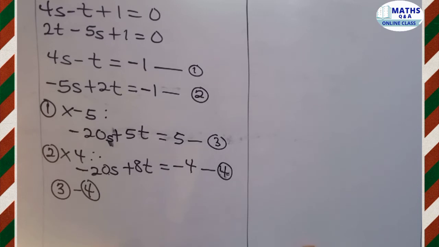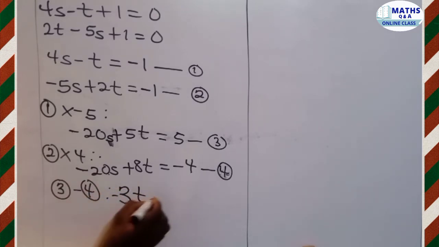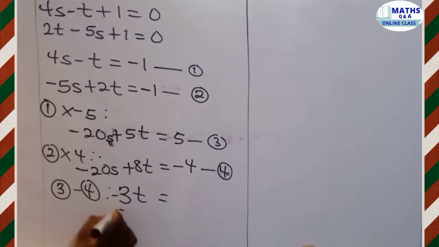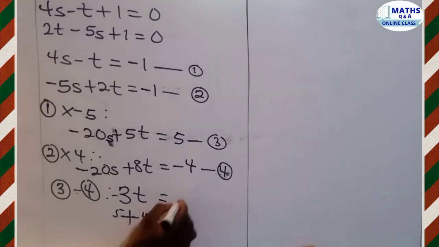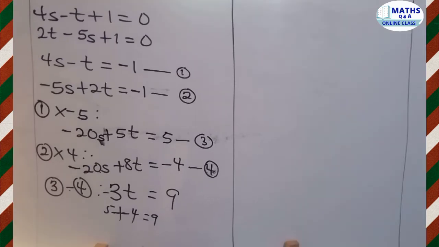Now we come to the t. We have 5t from equation 3 minus 8t from equation 4, and that one will be what? -3t, right? So you write the -3t. So this one gives us -3t left, equal to, we have 5 minus -4. It becomes positive. So we have 9 here. So we have -3t equal to 9.